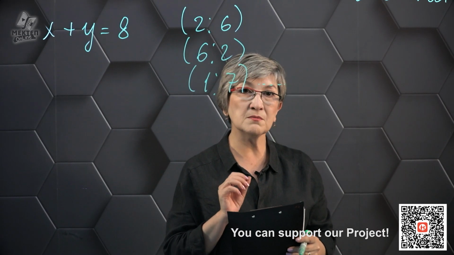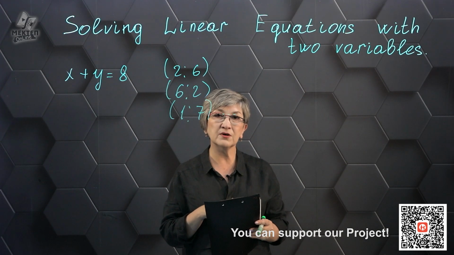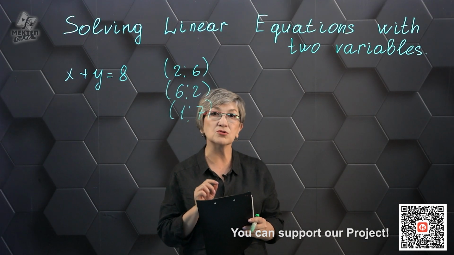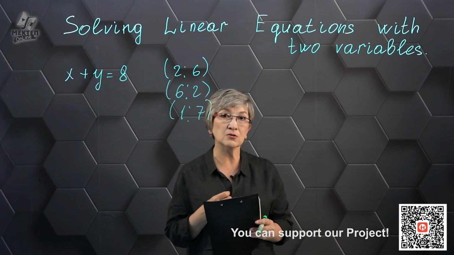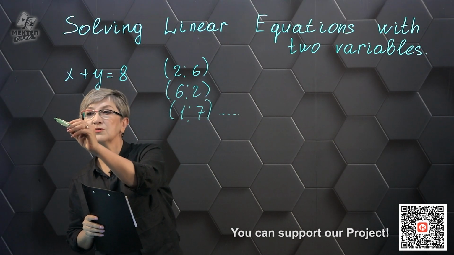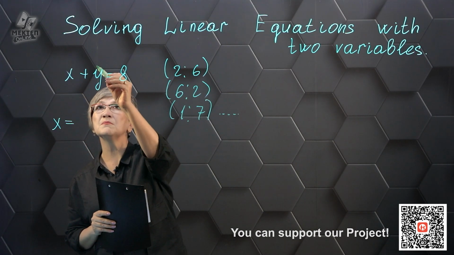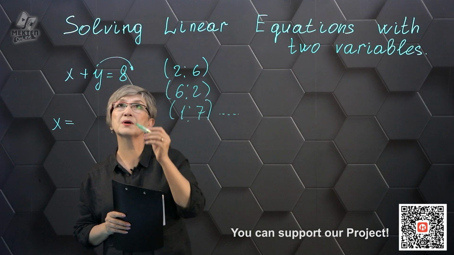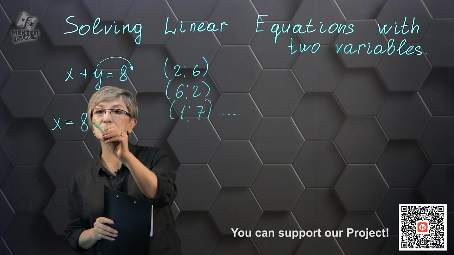The thing is, in math, a very important skill is the ability to express one variable through another. What does this look like in math? What is the purpose of this? The thing is, in this equation, I can write the variable x on the left side, and I can put the variable y on the right side, and the result would be x equals 8 minus y.